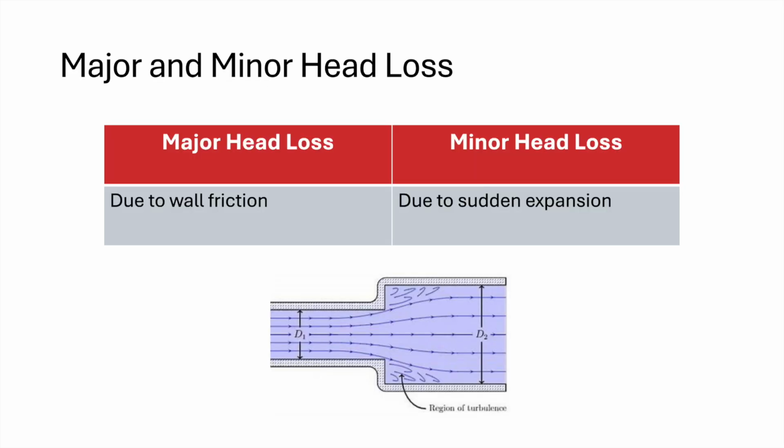Major head loss is due to the wall friction in the wind tunnel. Minor head loss is due to the sudden expansion in the wind tunnel. D1 is the leaf blower that is being pushed into the wind tunnel, and our D2 is the dimensions of the wind tunnel, and that is where our expansion is.